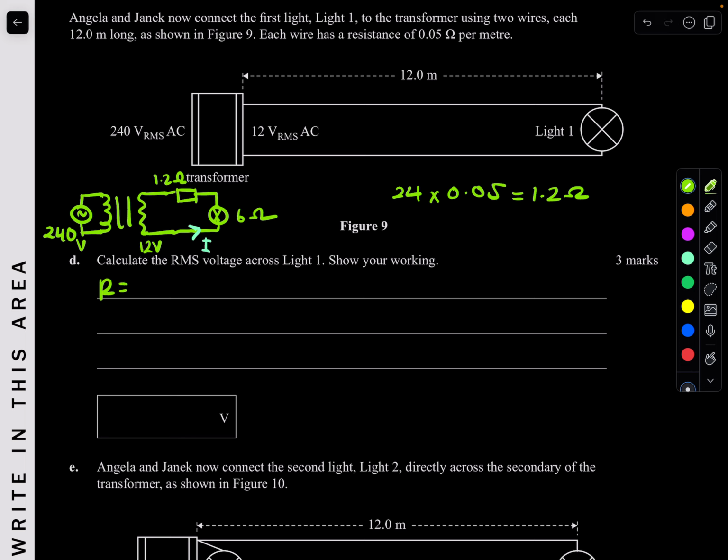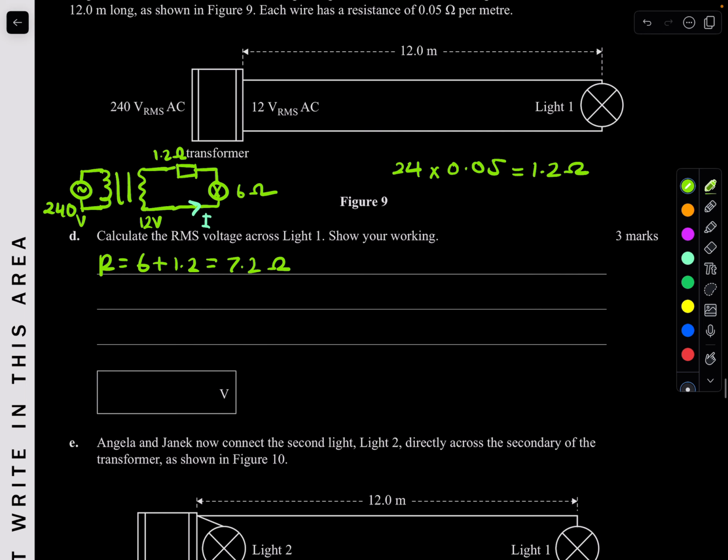So overall resistance, it's just adding the resistance because it's in a series circuit. So 6 plus 1.2, which is 7.2 ohms. And so we got that. And so now we already also have the overall voltage in that circuit.